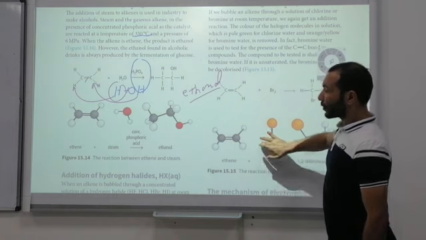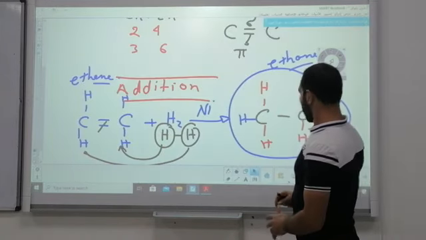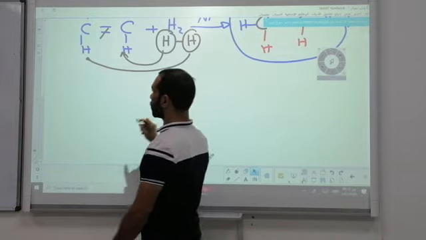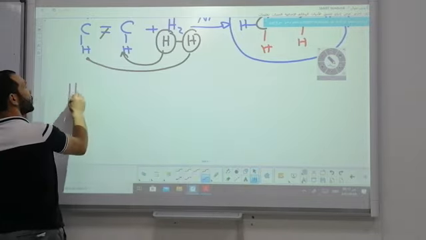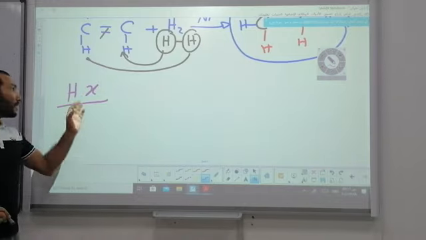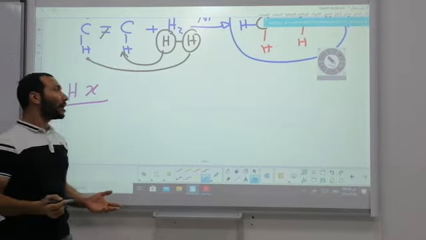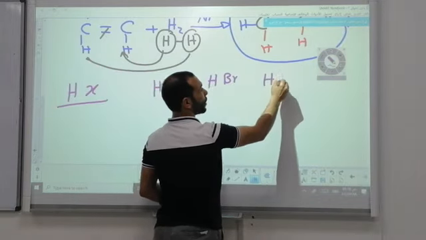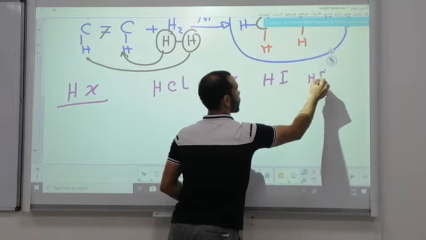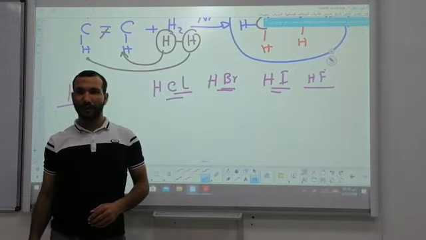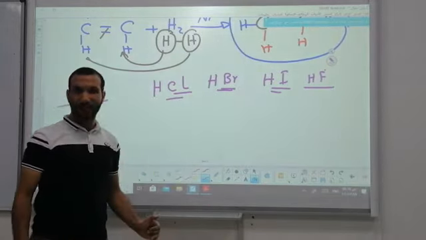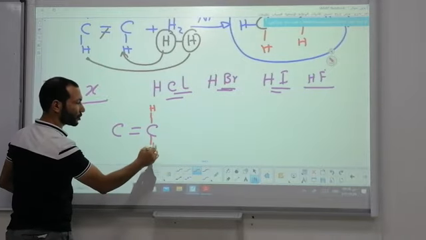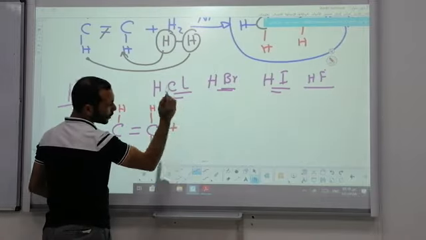Number three, HX. So here we have number one, we add the steam. Number two, we will add HX. What is the meaning of HX? HX means any hydrogen halide. What is the meaning of hydrogen halide? It means HCl, we can add HBr, we can add HI, HF, any of them, we can add to the alkene. Like what? Here, C double bond C, with H, H, and hydrogen, hydrogen, plus, for example, HBr.